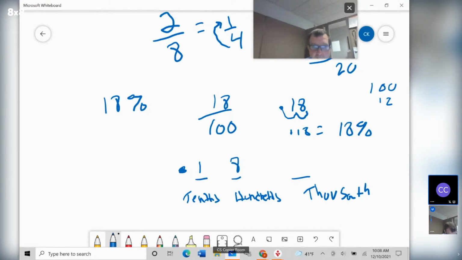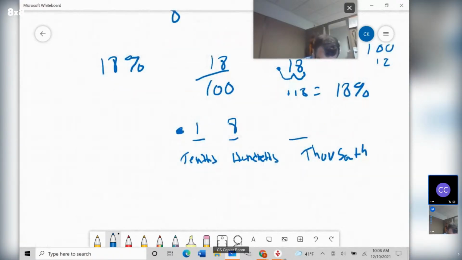And you could do it the opposite too. If you get the 18% here, when you convert a percent to a decimal, you're going to move the decimal 2 places to the left, 1, 2, and it becomes 0.18. So when you convert the decimal to a percent, you want to move the decimal 2 places to the right. And when you convert a percent back to a decimal, move it 2 places to the left.